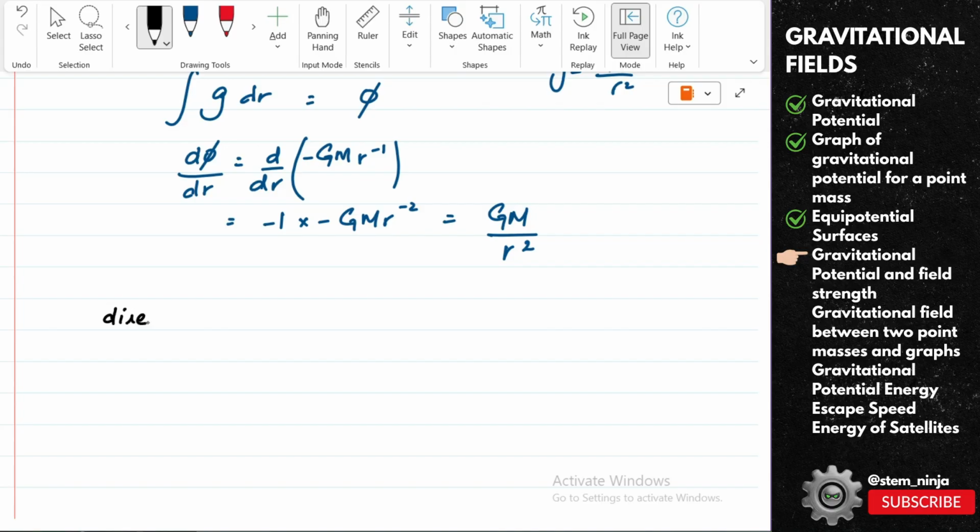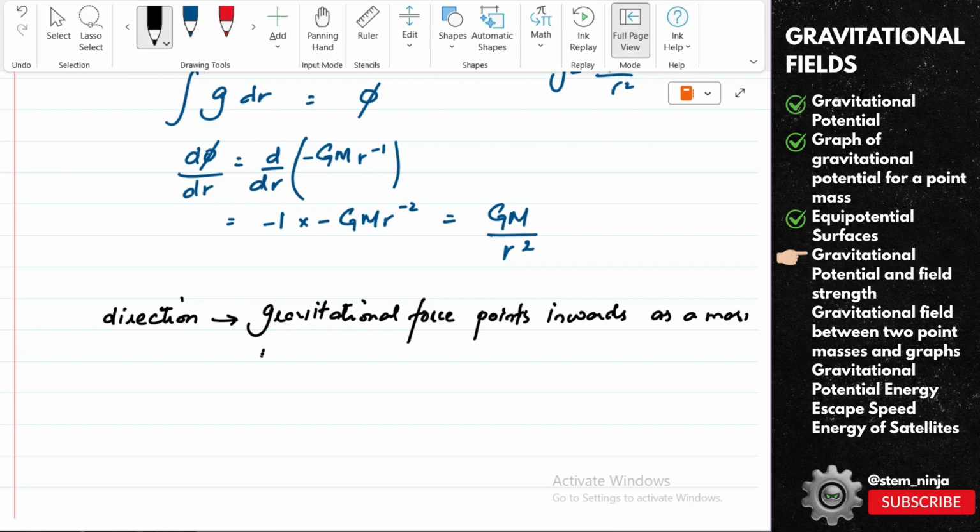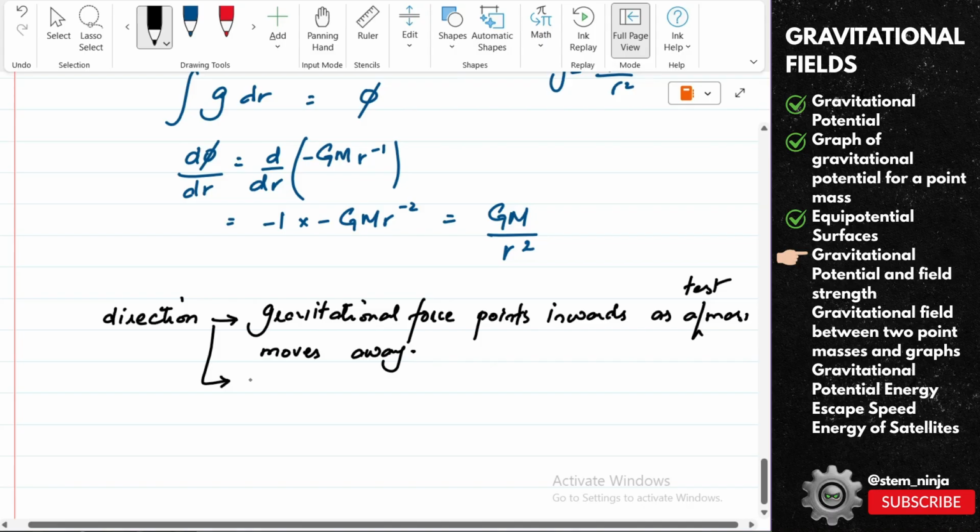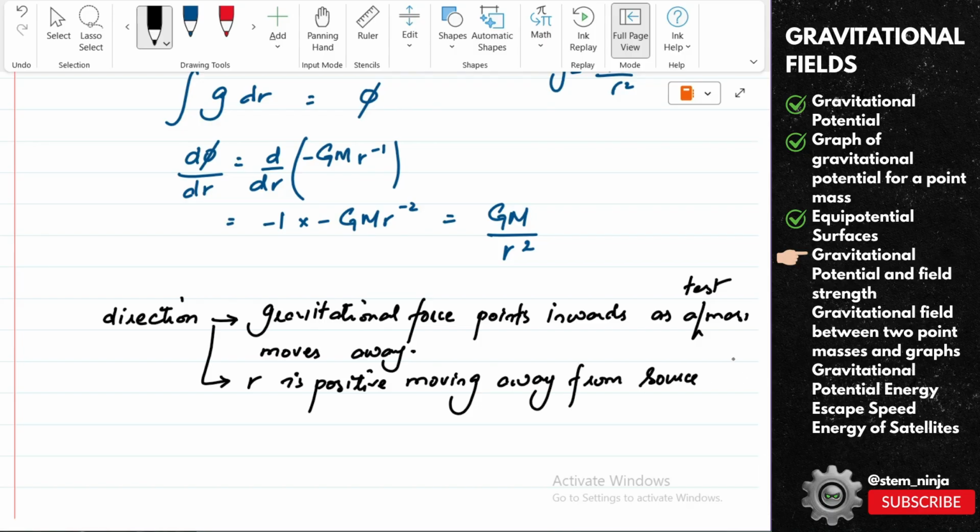So the direction component is that the gravitational force points inwards as a mass moves away, like a test mass moves away. This also means that the r is positive, moving away from the mass, like we said.